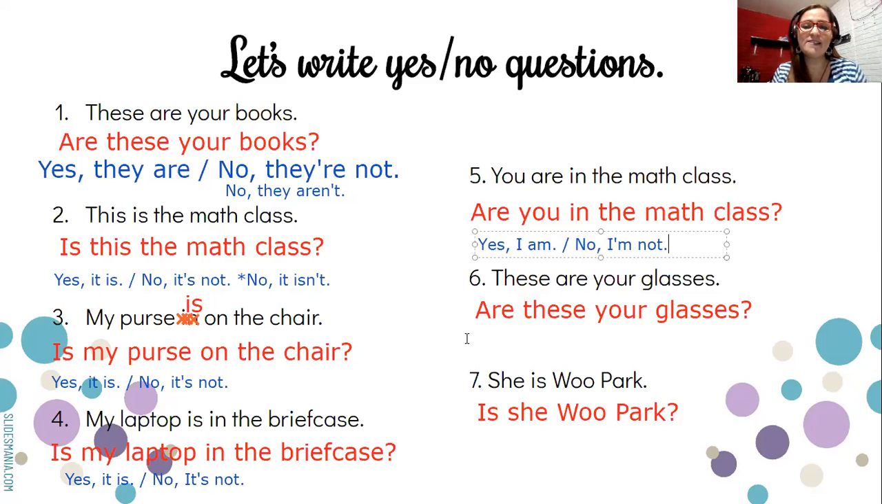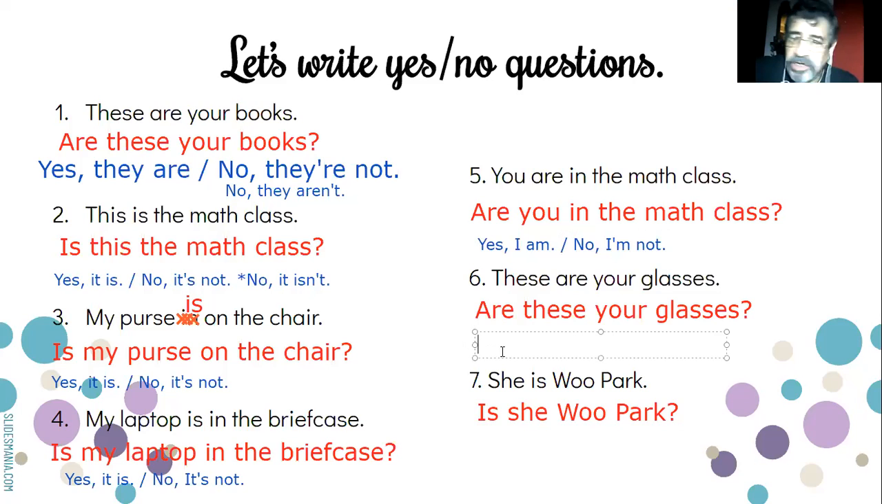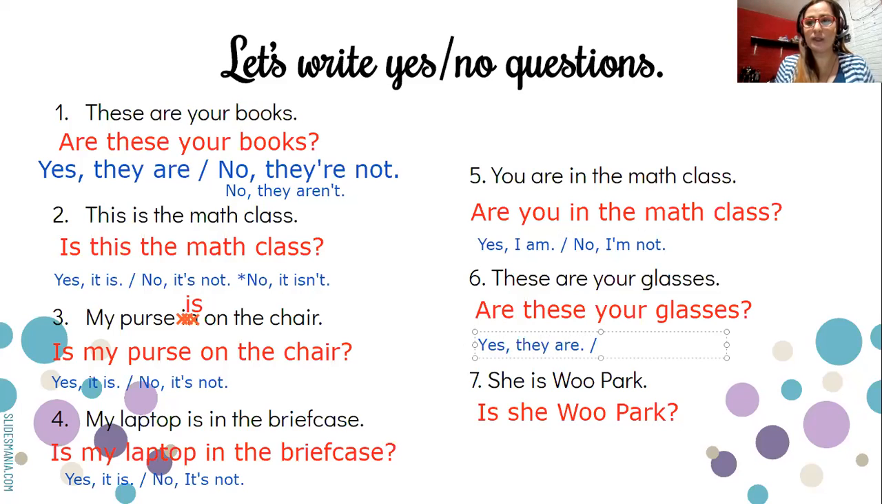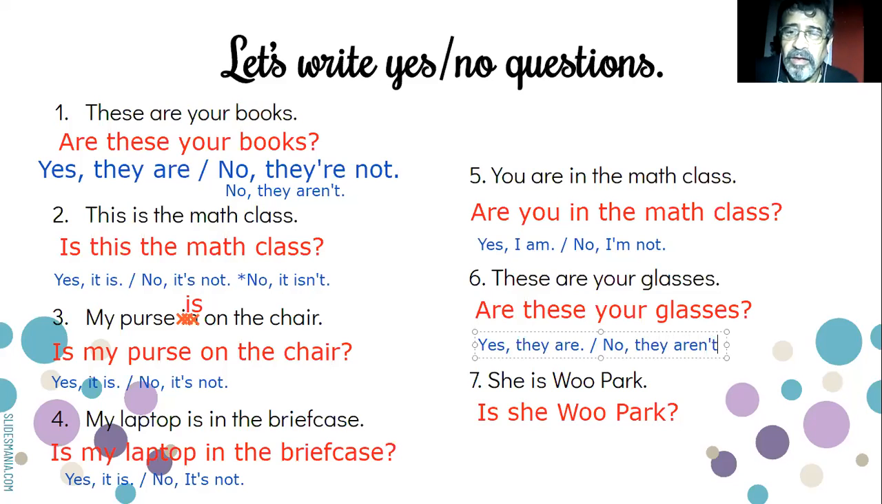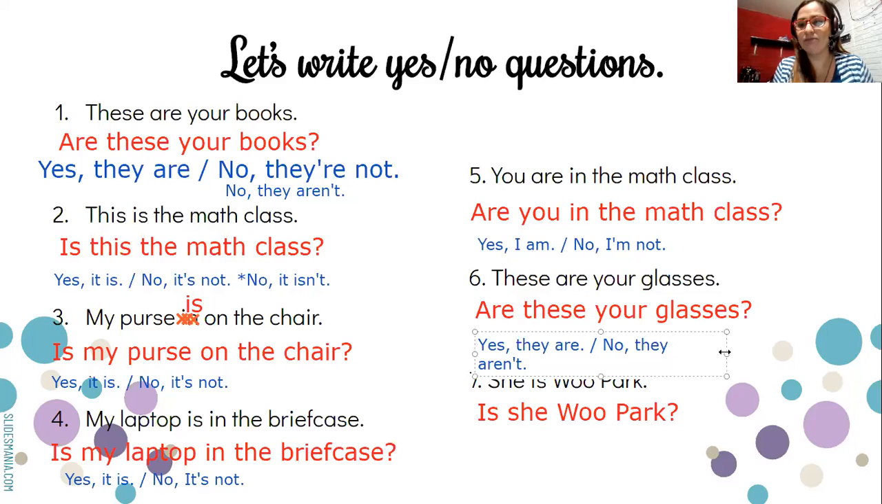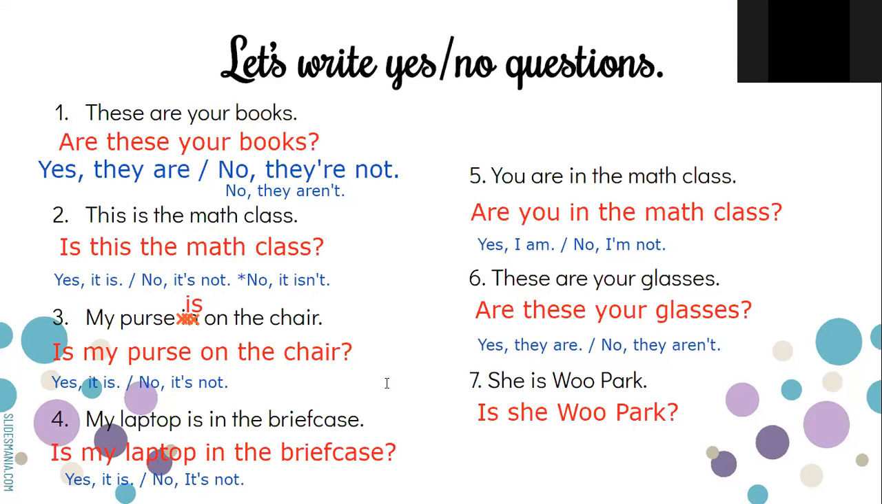Are these your glasses? What could be the answer? Yes, they are. They are my sunglasses. It's a short answer. Okay. No, they aren't. Pero es una respuesta corta. No debe de repetirlo todo. Solo con decir, yes, they are, está bien. Y el decir, no, they aren't. Or, no, they're not.